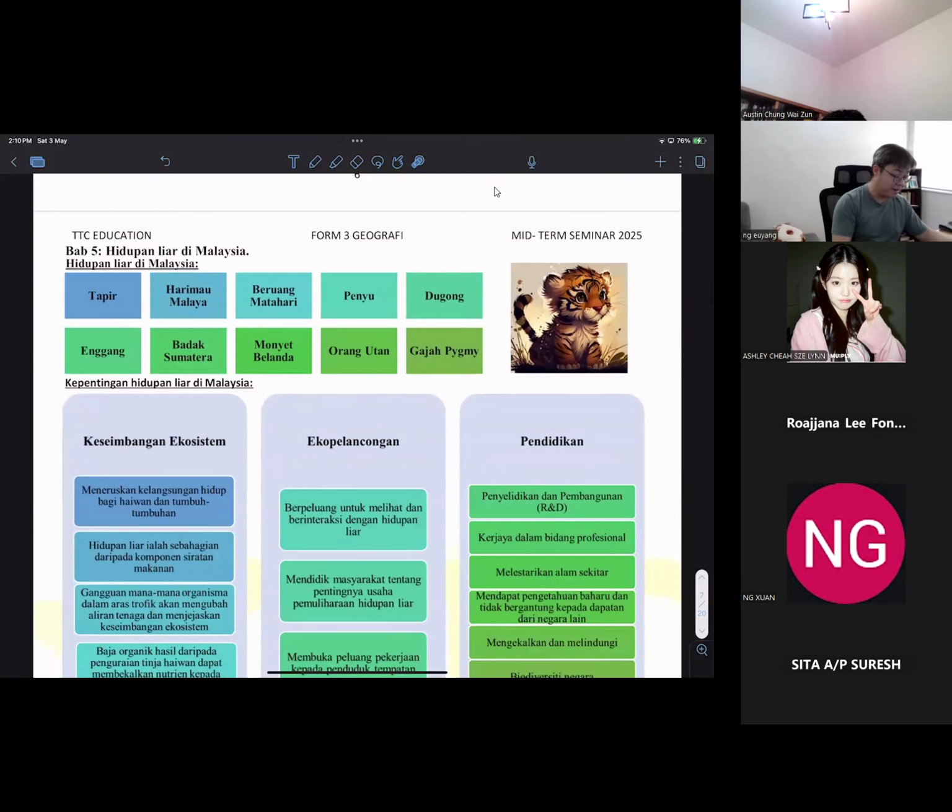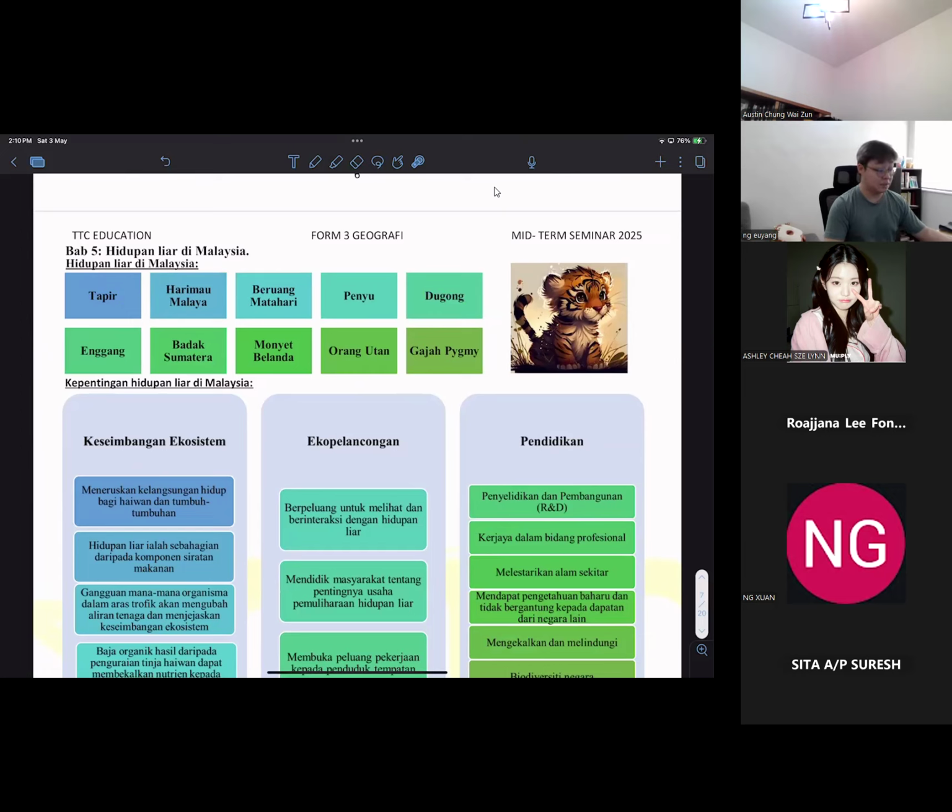For Bab 5, I don't think I'm going to cover it today, because just by the names here, you have to go for their specific haiwan yang hampir pupus, trying to memorize their populasi and where they stay, which is their kawasan habitat, in which hutan. We have only the names here, which is not able to help a lot. So you have to acquire your textbook.